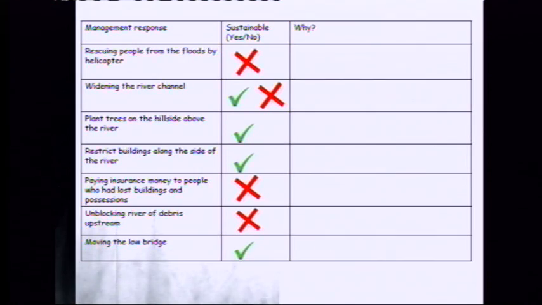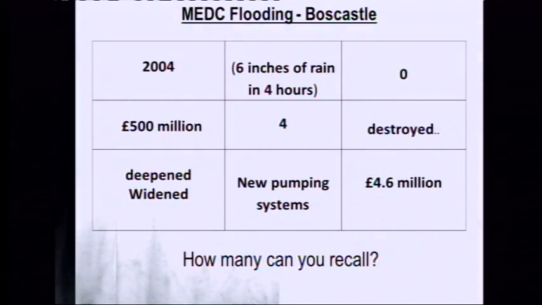And finally, moving the low bridges will be sustainable. It has been replaced with a much higher bridge, which means that it's unlikely anything will get trapped underneath it, causing the flood. These are the key facts from the beginning of this PowerPoint. See how many of them you can remember. If you can't remember them, you need to go back and you need to watch this video again.